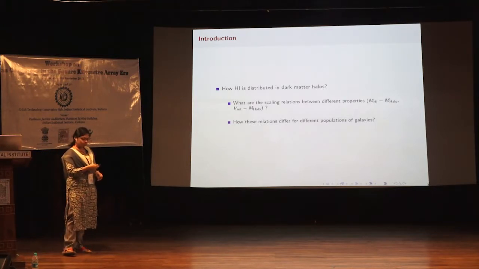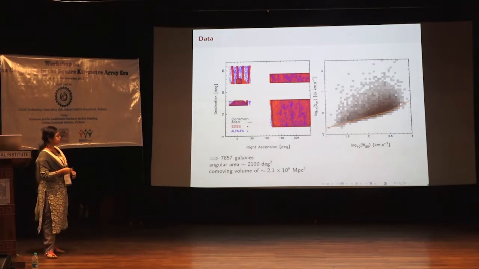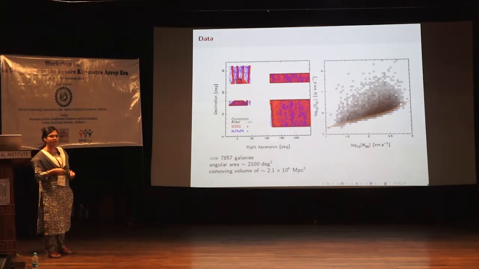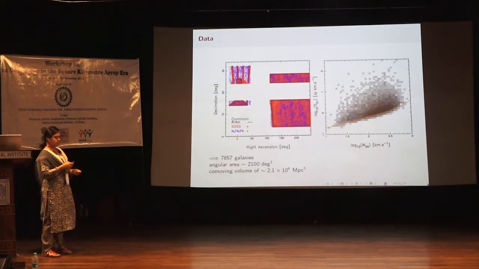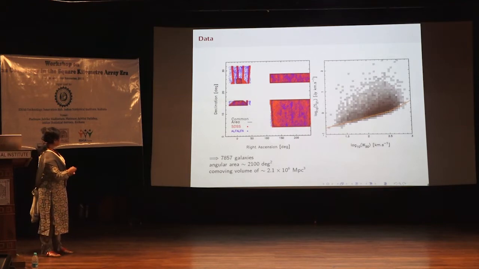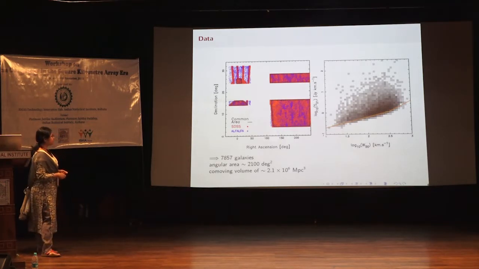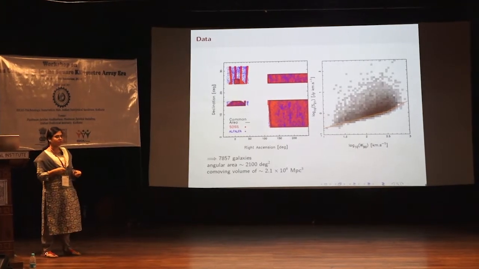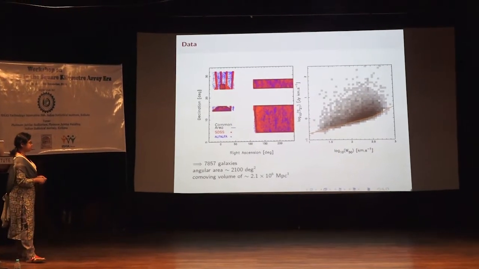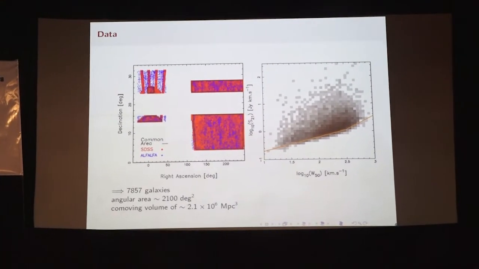So, the data we are using here is from the Alpha Alpha survey. Alpha Alpha is a blind local extragalactic H1 survey. So in this figure, the blue points are the Alpha Alpha galaxies in the RA-Dec plane, and 98% of these galaxies have optical counterparts in SDSS DR7. These red patches are showing the SDSS footprint.